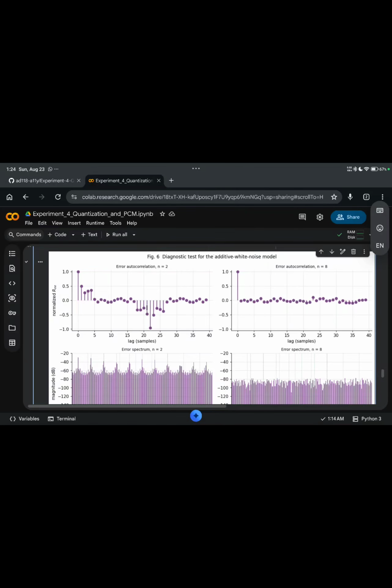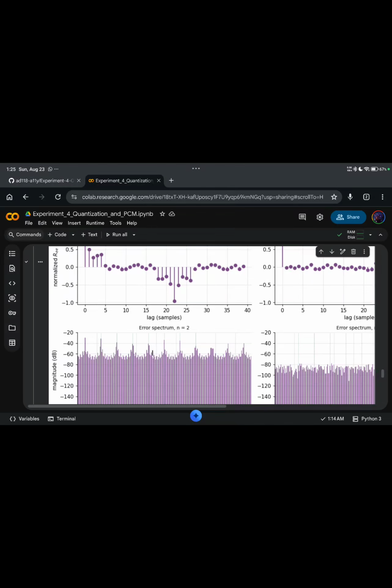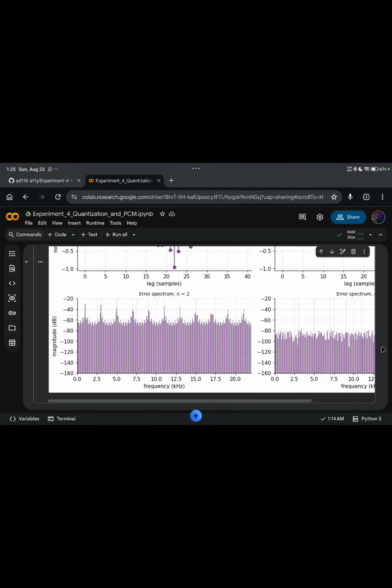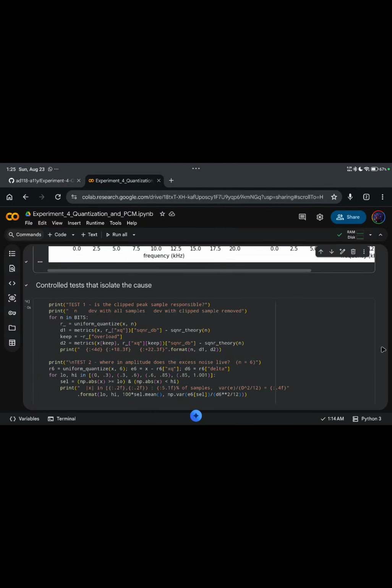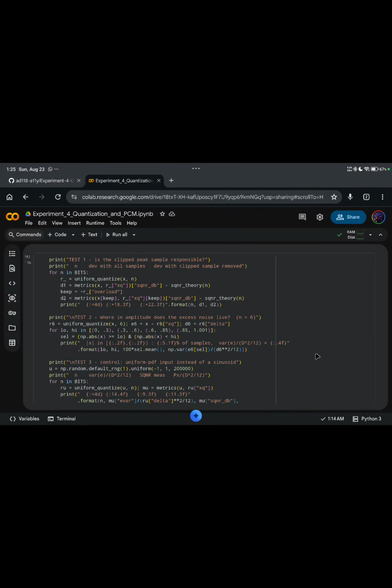For whiteness, the autocorrelation should have a strong peak only at 0. The first test checks whether the clipped sample is responsible for the SQNR difference. The result shows that removing the clipped sample does not significantly change the result.